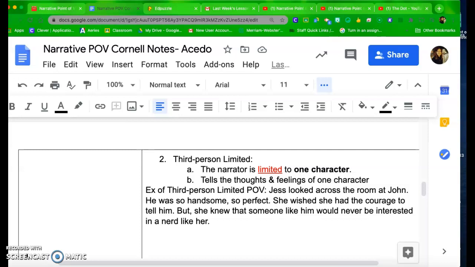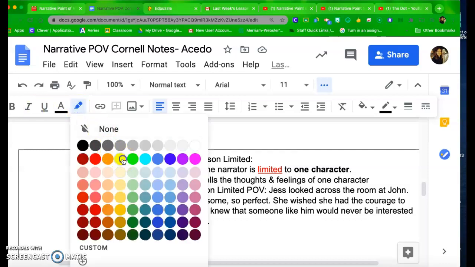And this is pretty common to high school crush stories. So here's an example of third person limited point of view. Jess looked across the room at John. He was so handsome, so perfect. She wished she had the courage to tell him, but she knew that someone like him would never be interested in a nerd like her.